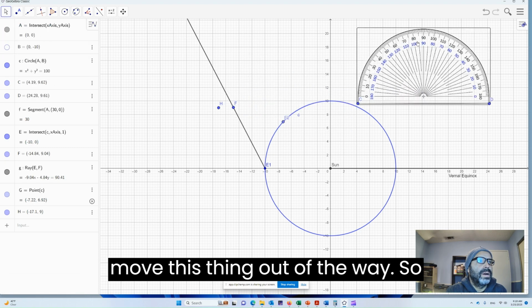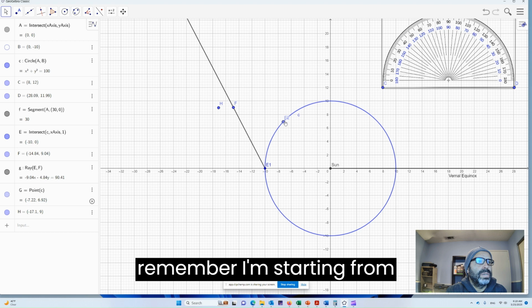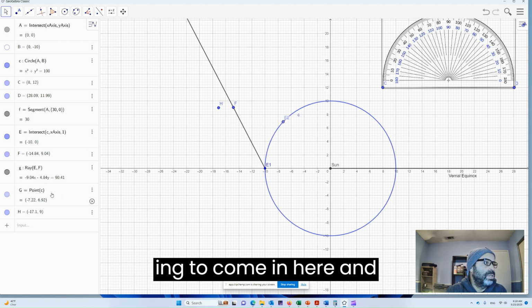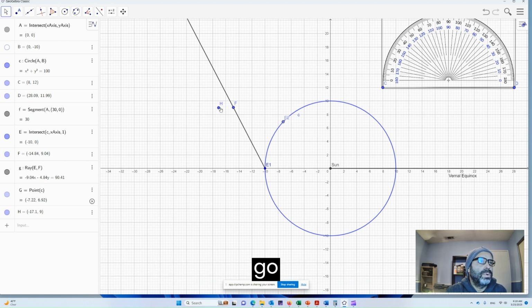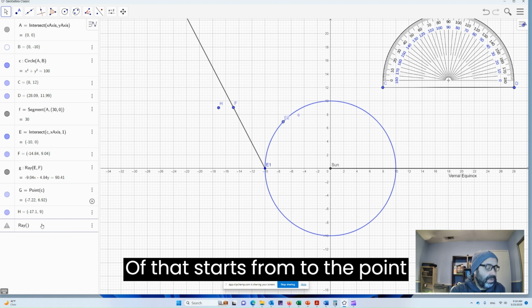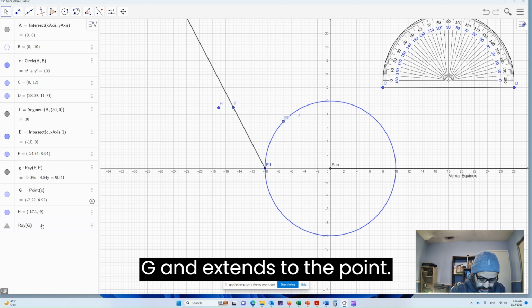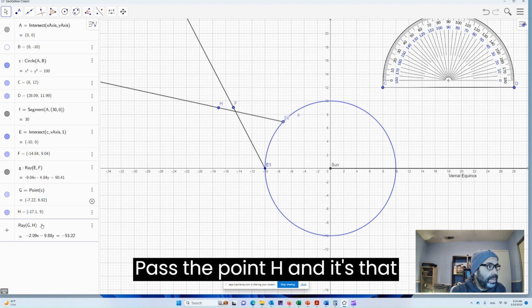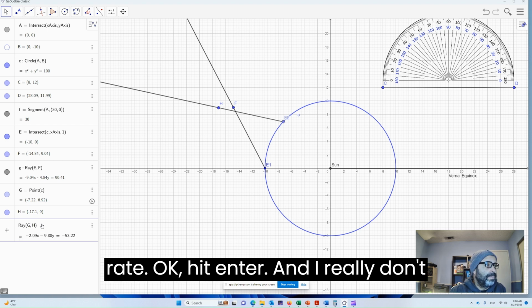So let me move this thing out of the way. Remember, I'm starting from E2, which is in this case point G, and extending to point H, and I'm going to draw another ray. And where the two rays intersect is where actually Mars was on that day. So I'm going to come in here and draw a ray again that starts from the point G and extends past the point H, and it's that ray.